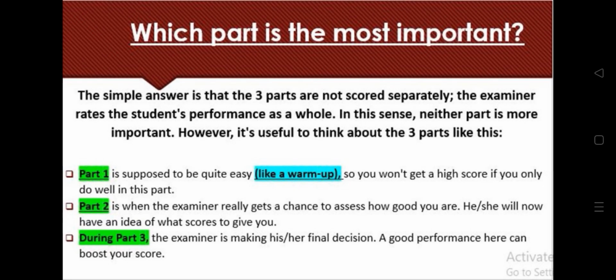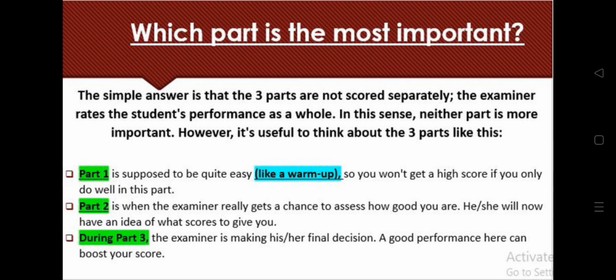Now, which part is the most important? The simple answer is that the three parts are not scored separately. The examiner rates the student's performance as a whole. In this sense, neither part is more important. However, it's useful to think about the three parts like this.